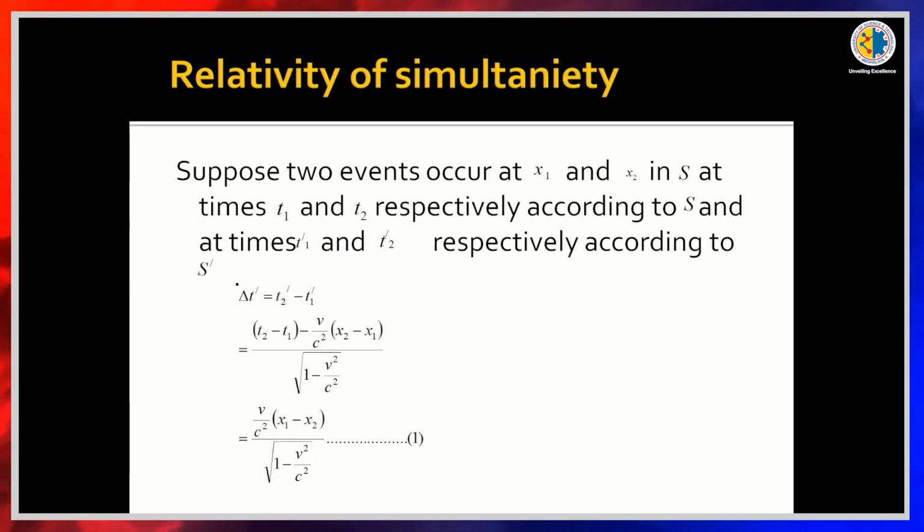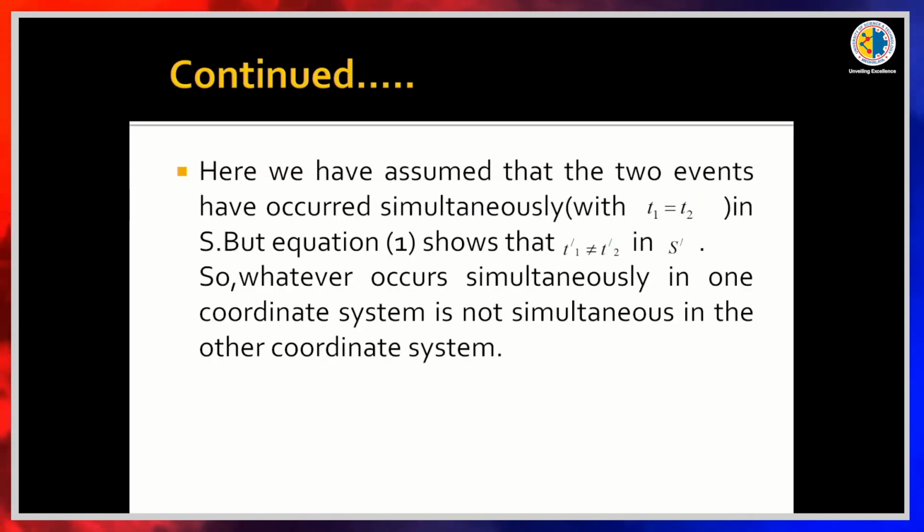So, see this equation. We get delta T dash equal to a non-zero value. So, delta T dash is not equal to 0. Delta T dash means T2 dash minus T1 dash. Therefore, we get that T2 dash is not equal to T1 dash. So, we can say that whatever occurs simultaneously in one coordinate system is not simultaneous in the other coordinate system.